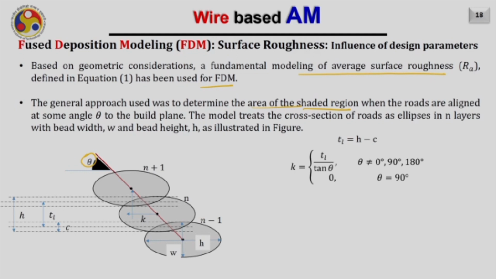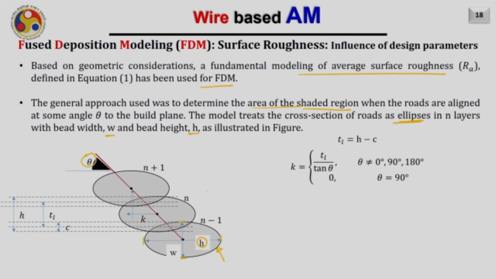Okay. The model treats the cross section of the rod as an ellipse, as we discussed earlier, in the nth layer with the bead width W, assuming that the bead height is H. So, this is how a typical bead looks like. The bead height is H, which is shown here from here to here, and the width of the bead is W.